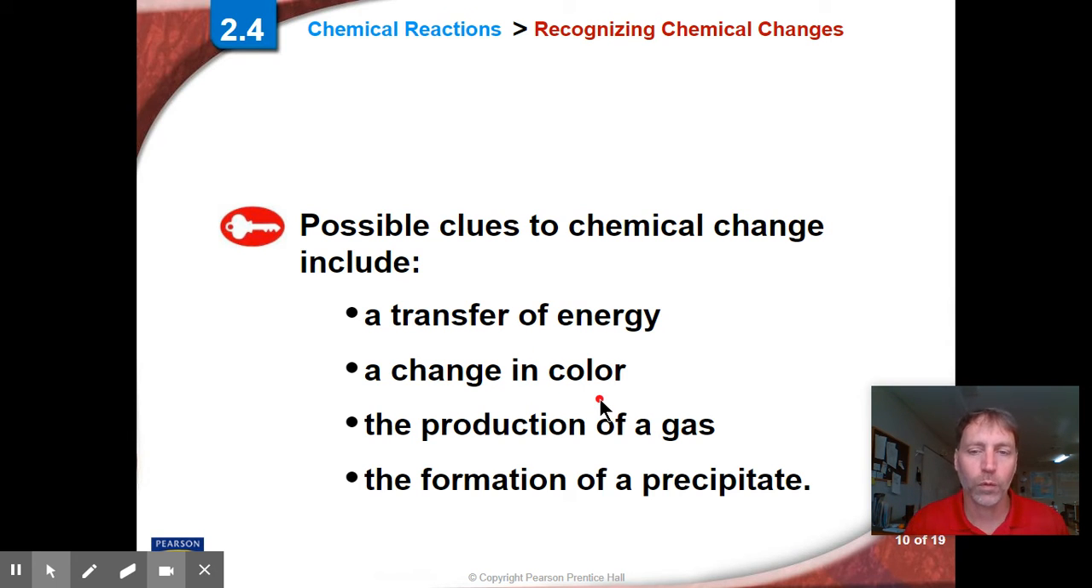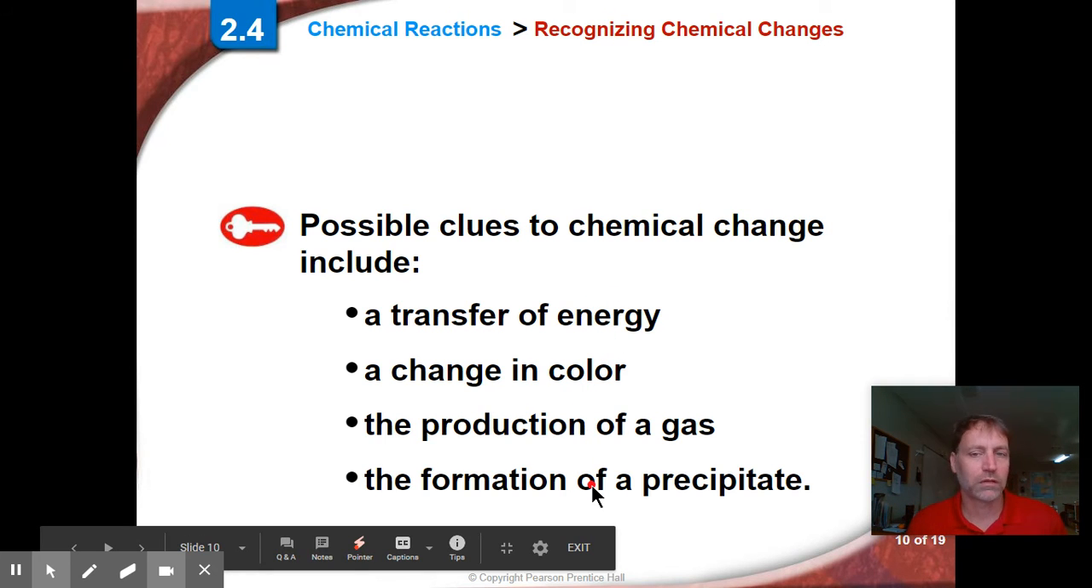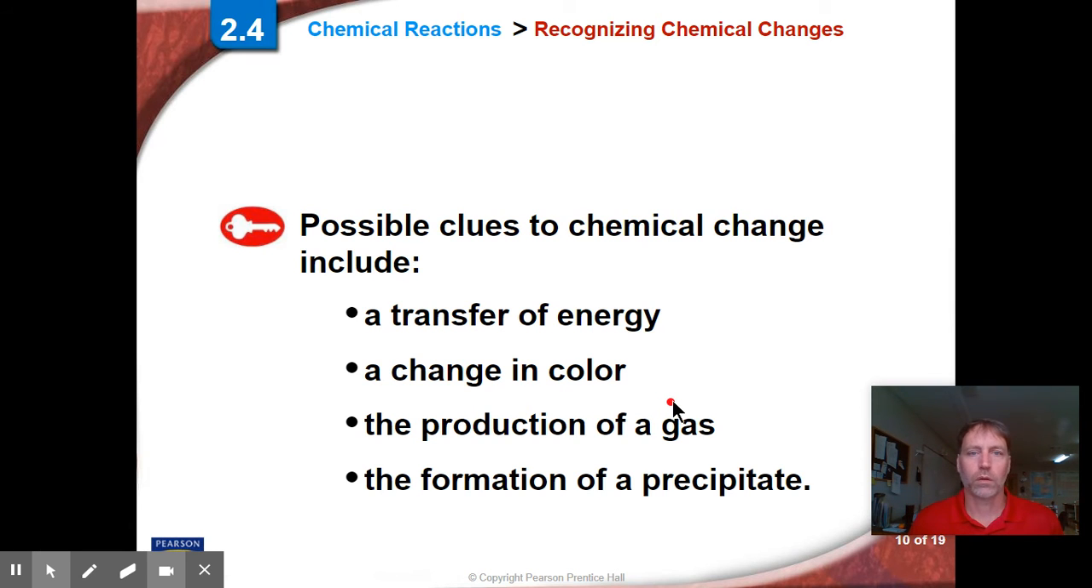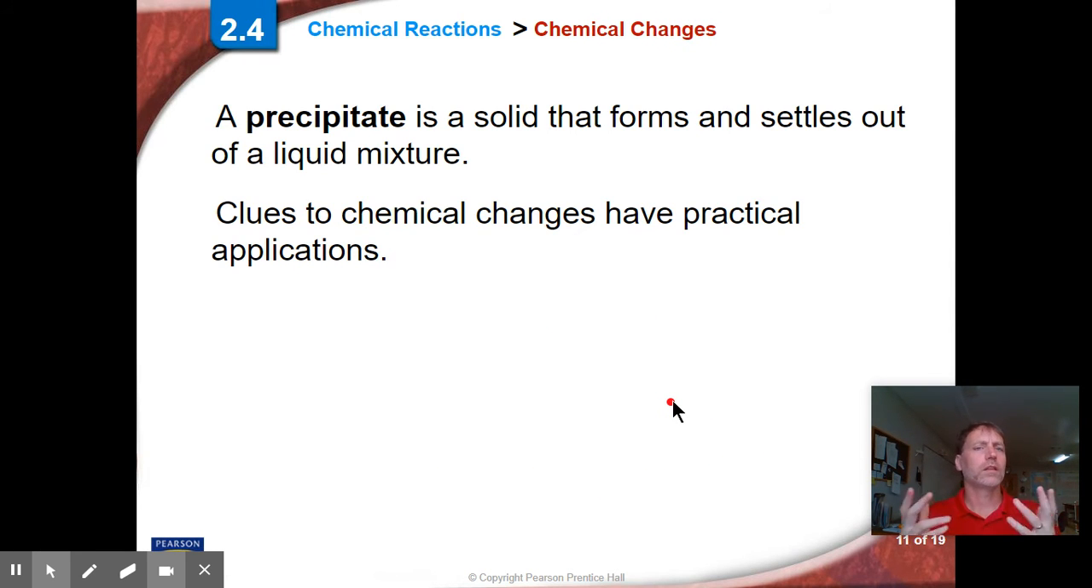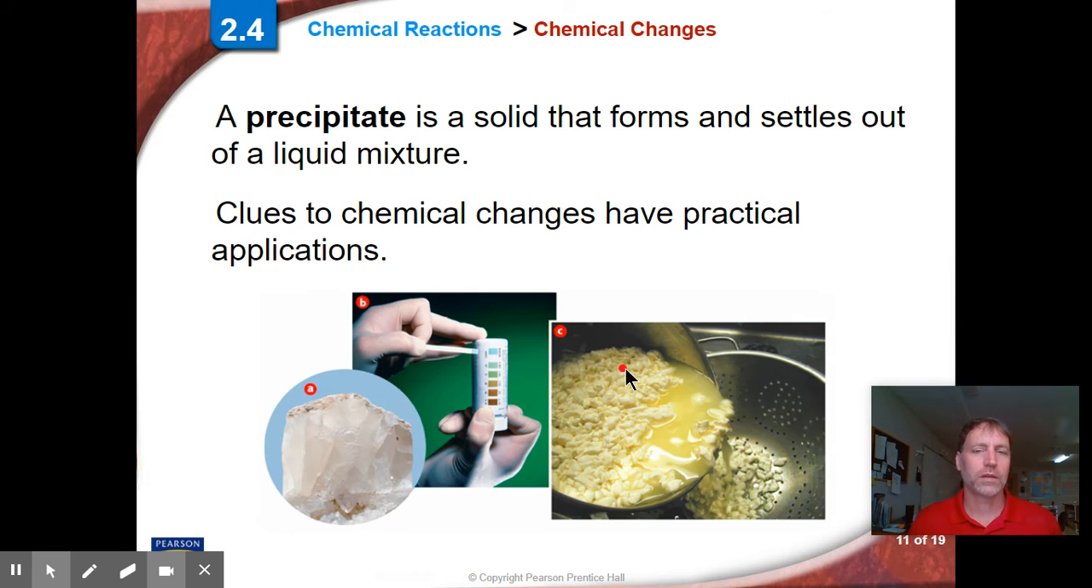Another clue is the formation of a precipitate, a solid. You had two liquids, you mix them together, and suddenly there are some solids forming in the bottom of your beaker or the container that you're using. It doesn't have to be all four of these, but it needs to be at least one. Several times you might see two or three, or maybe all of them. A precipitate is a solid that forms and settles out.